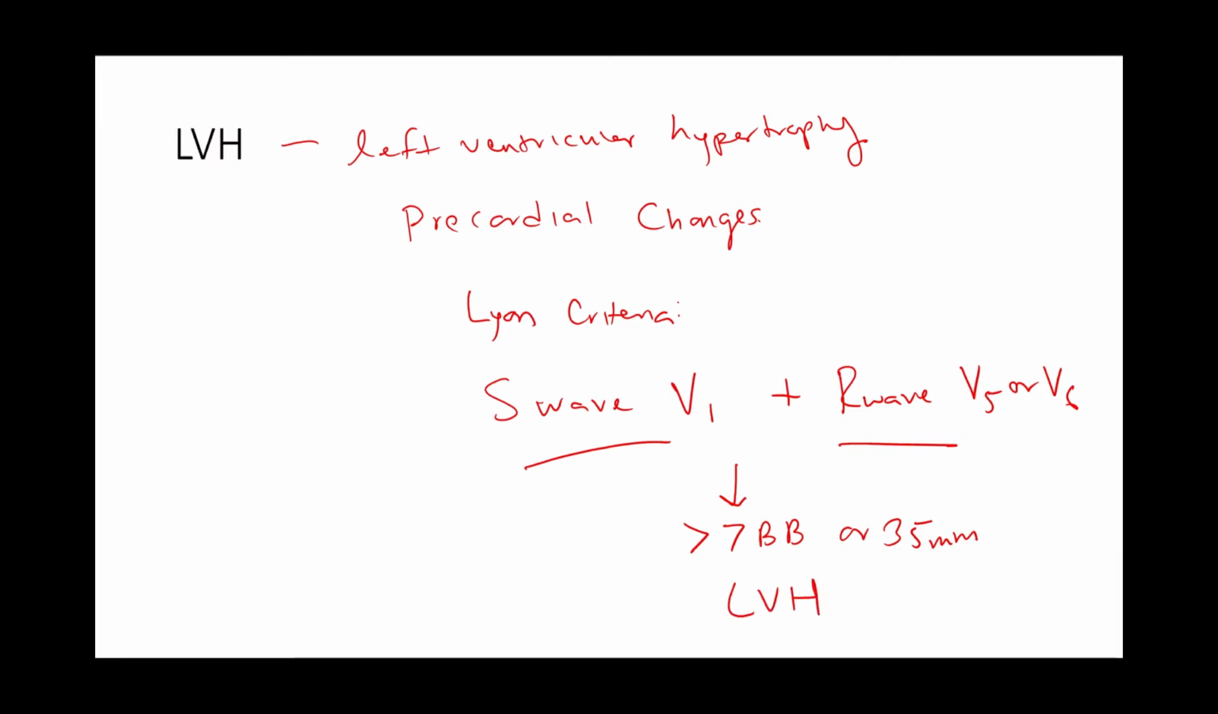I'll repeat that again. You're going to take the height of the S wave in V1 and add it to the height of the R wave in either V5 or V6. If it adds up to 7 or greater big boxes or 35 millimeters, then LVH is present. Keep in mind there are several other criteria that can be used to determine left ventricular hypertrophy.